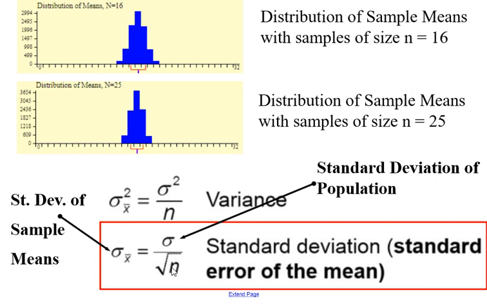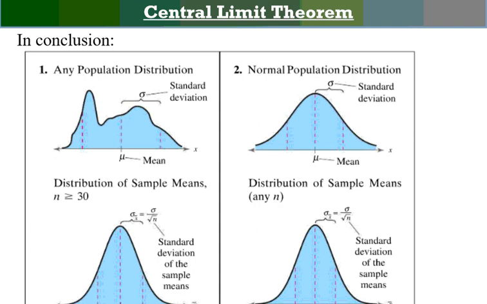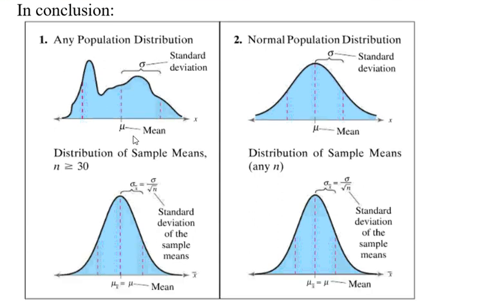So that's the formula for it. In conclusion, for any population distribution, if you take a bunch of samples and then average each of those samples, you're going to approximately estimate a normal distribution. If you start with a normal distribution, you're certainly going to get a normal distribution back. But the central limit theorem says if you start with any population distribution, no matter how weird or skewed it is, you're going to get a normal distribution as long as your samples are of size 30.